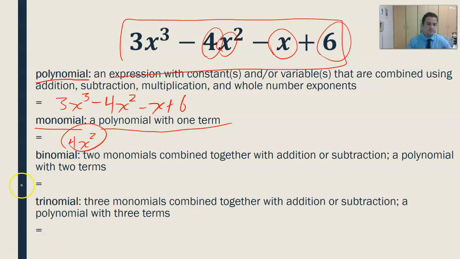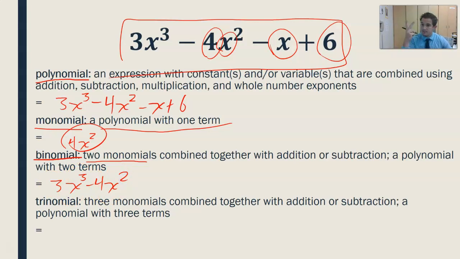Just one term. A binomial, like bicycle or bifocals, that means two: bifocals, bicycle, two wheels. That means it's a polynomial with two terms. Two monomials combined together with addition or subtraction, a polynomial with two terms. So let's say 3x cubed minus 4x squared, that's a binomial.